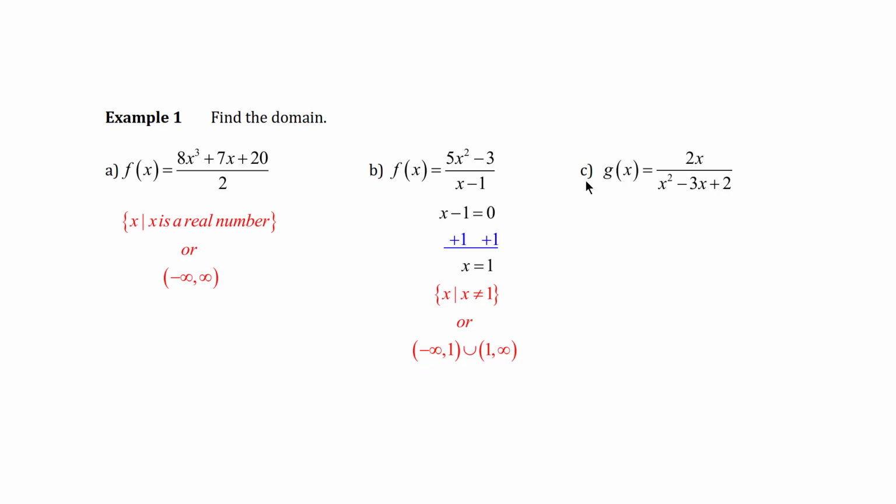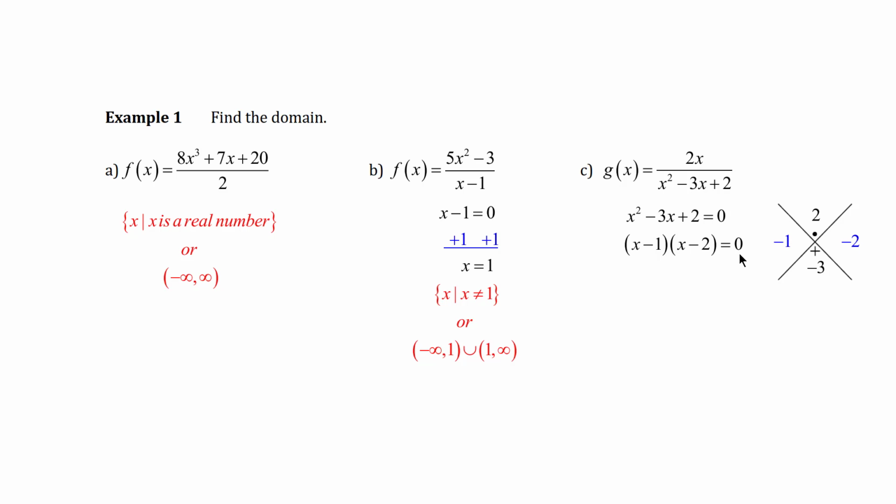Moving on to part C, we have the function g of x equals 2x divided by x squared minus 3x plus 2. To find the domain, we just take the polynomial in the denominator and set it equal to 0. We go ahead and solve for x by factoring the trinomial. We can use the x method to factor this. The product on the top of the x would be 2, and the sum on the bottom would be negative 3. The two numbers that multiply to give us our product and add to give us our sum are negative 1 and negative 2. So we go ahead and rewrite the trinomial as parentheses x minus 1 times parentheses x minus 2 equals 0.